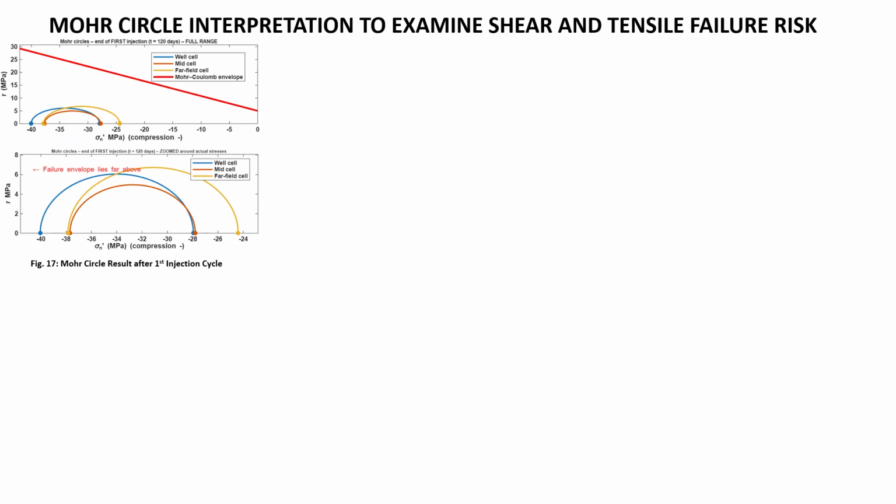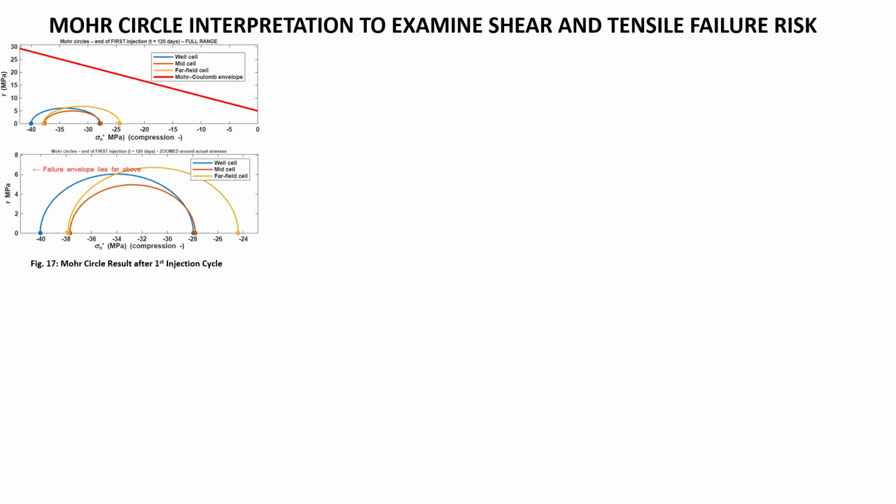So let us take a look at figure 17 closely. During the first injection cycle, all the Mohr circles shift from left to right, meaning the effective stresses become less compressive as pressure builds up. The wellbore cell, which is represented in blue here, is the largest circle. It experiences the largest shift.